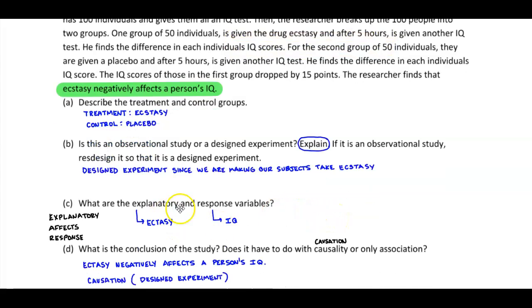Now, what are the explanatory and the response variables? Well, the explanatory variable is ecstasy. The response variable is IQ. Remember that explanatory affects the response.